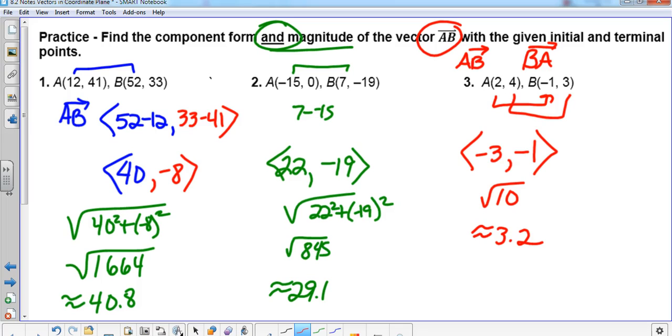Any questions on what we're doing there? Just remember to subtract in the right order, or to really think about whether it's going up or down as you go from A to B, or left or right. Everybody okay?